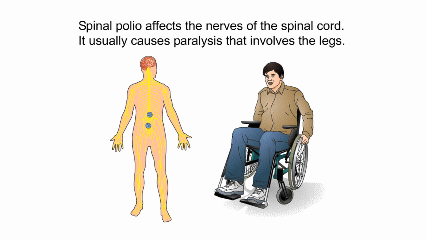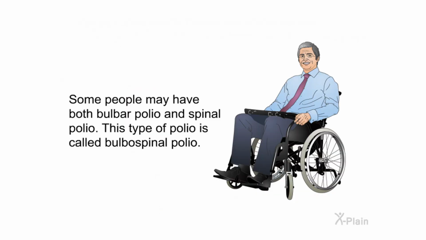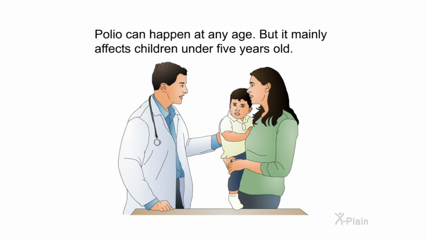Spinal polio affects the nerves of the spinal cord. It usually causes paralysis that involves the legs. Some people may have both bulbar polio and spinal polio. This type of polio is called bulbospinal polio. Polio can happen at any age, but it mainly affects children under 5 years old.